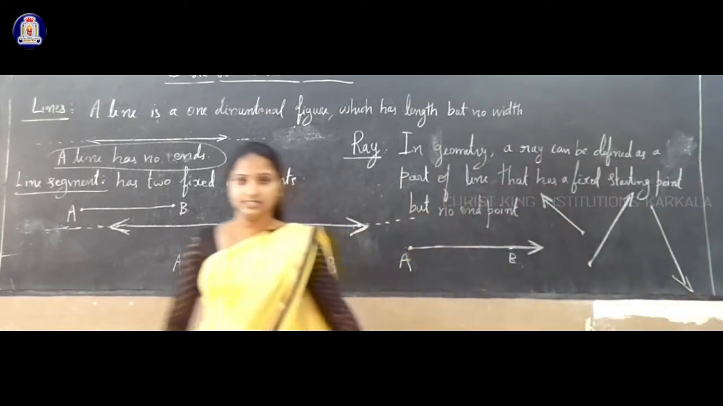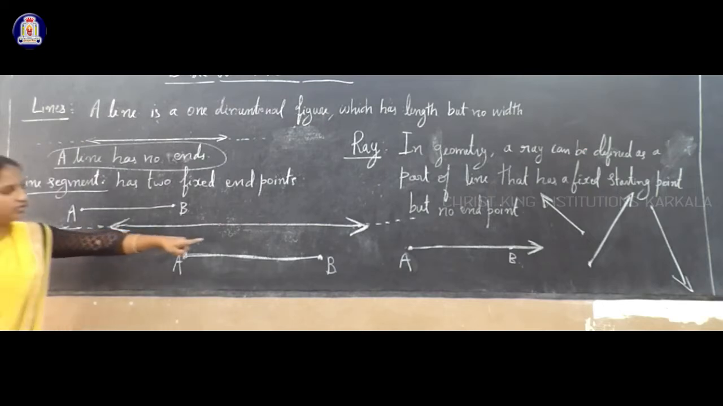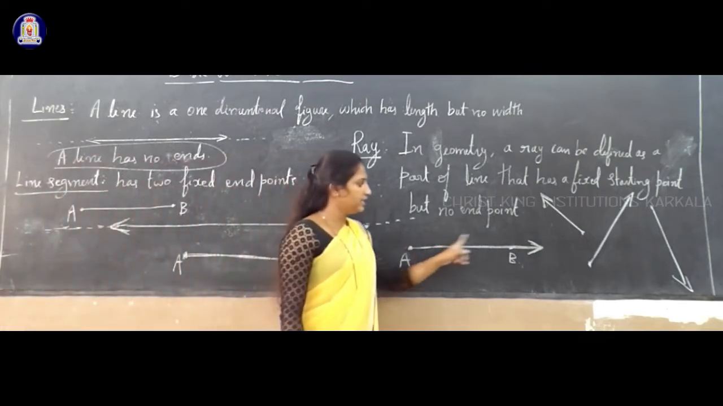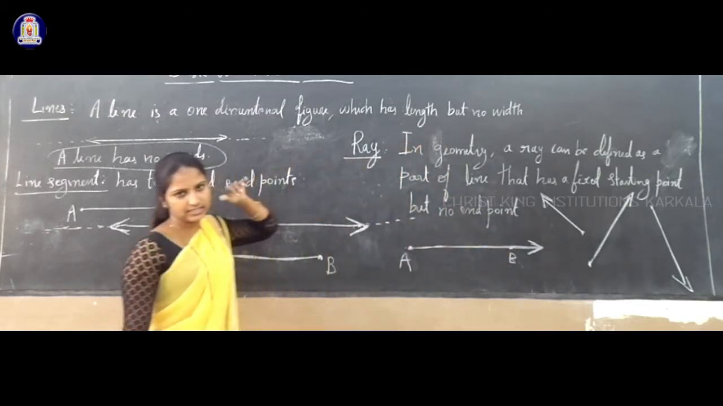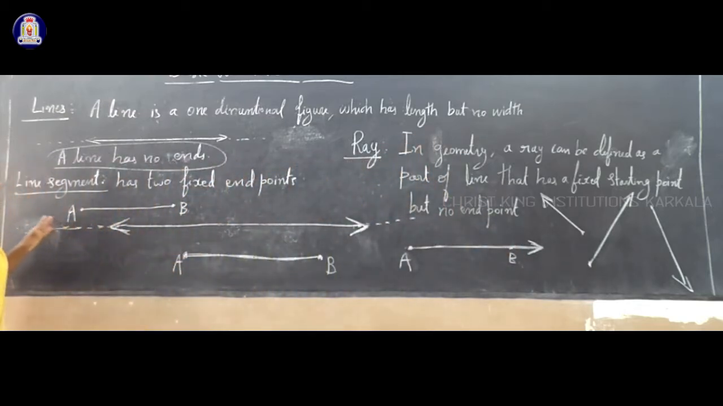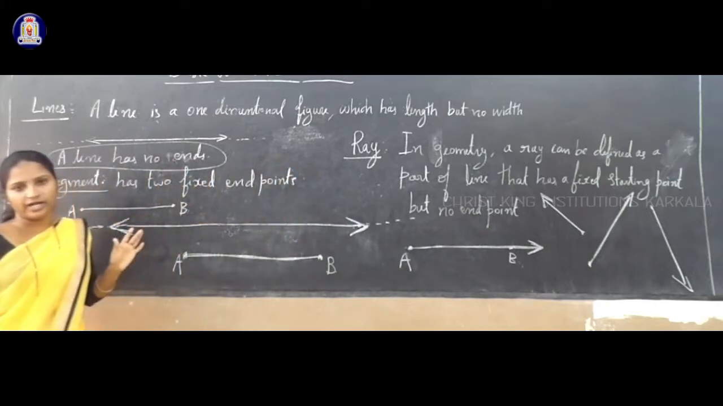You should know the difference between a line, line segment and ray. A ray has only one fixed point. In the other end there is no end point. You can extend that line, you can increase the length of that line. Clear? But for a line, on both sides you get arrow marks like this. That means on both sides you can extend and increase the length. There is no end point for a line.